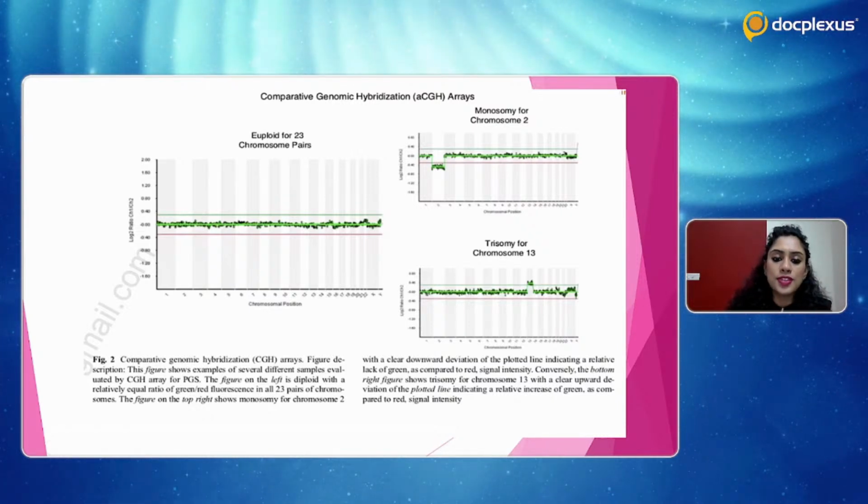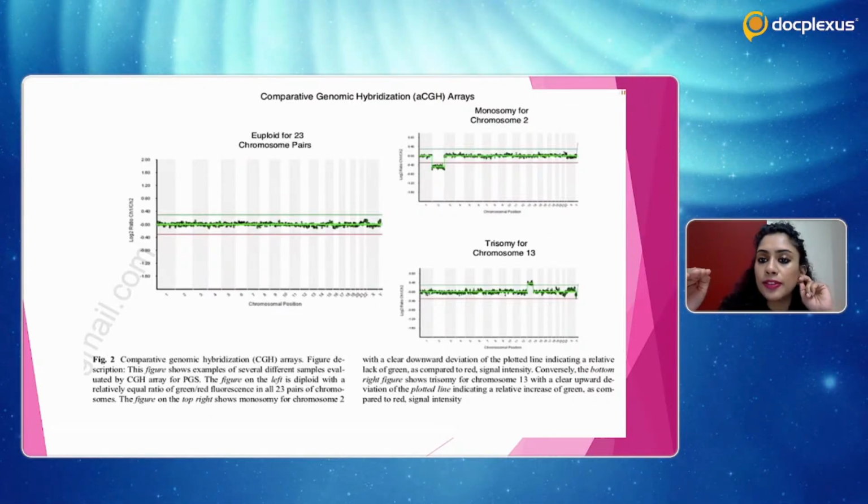The figure on the left is diploid, with a relatively equal ratio of green and red fluorescence in all 23 pairs of chromosomes. But the figure on the top right shows monosomy for chromosome 2, with a clear downward deviation of the plotted line, indicating a relative lack of green as compared to red signal intensity.